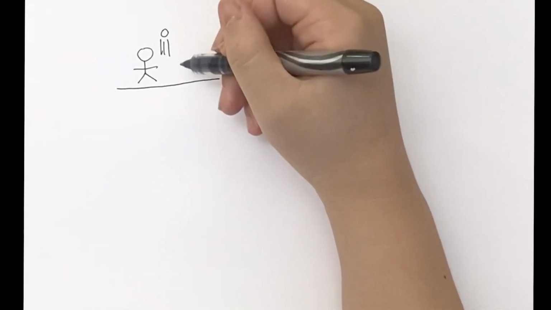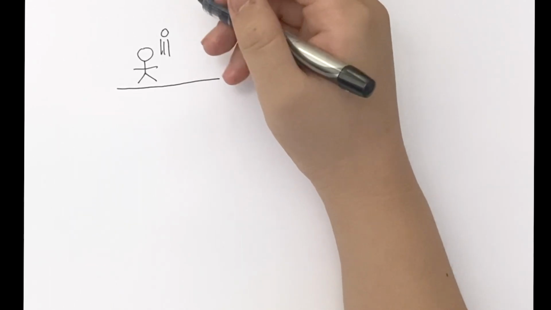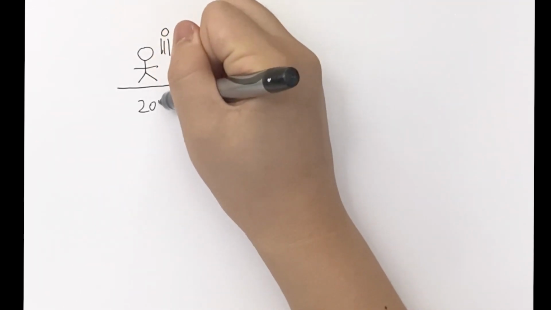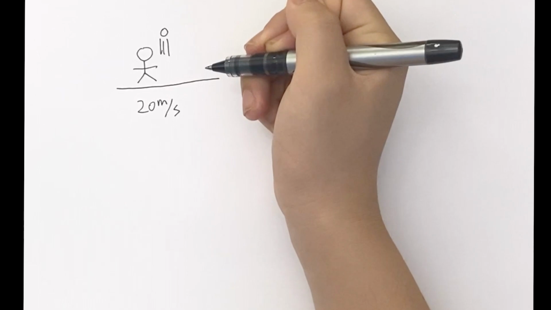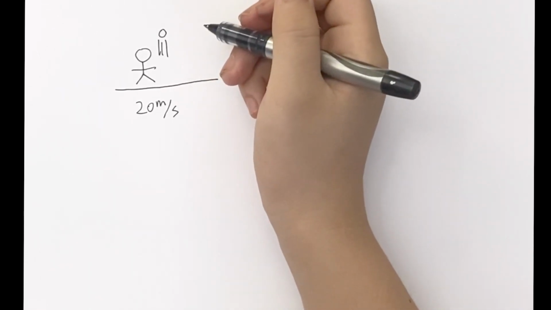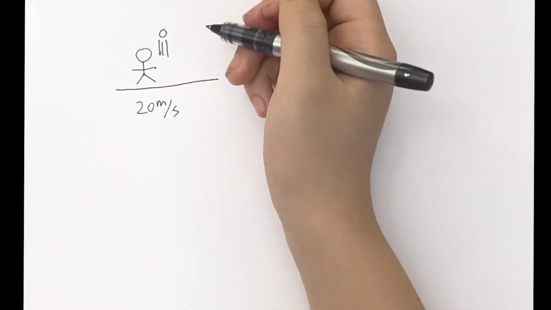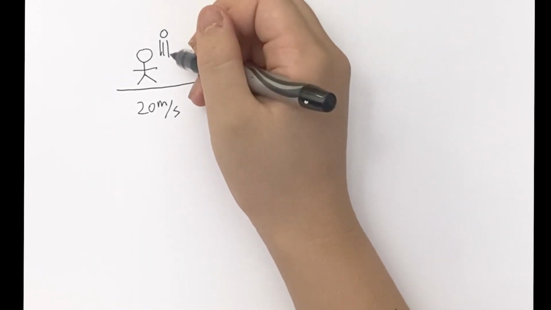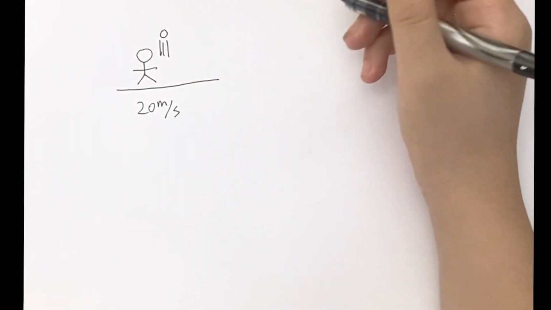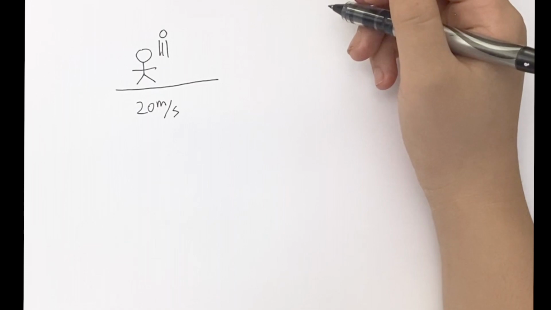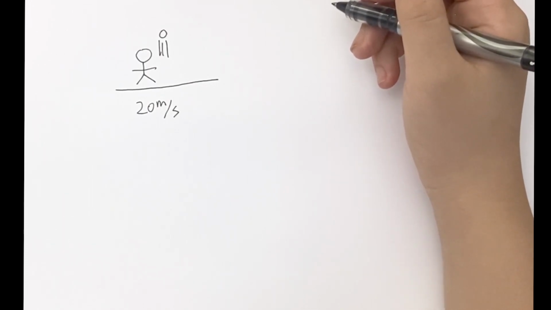A ball is tossed straight up into the air with a speed of 20 meters per second. Now, how far up does it go? For this question, we'll assume that your hand starts at 0 meters. We'll also neglect air resistance. Let's make a list of knowns and unknowns.